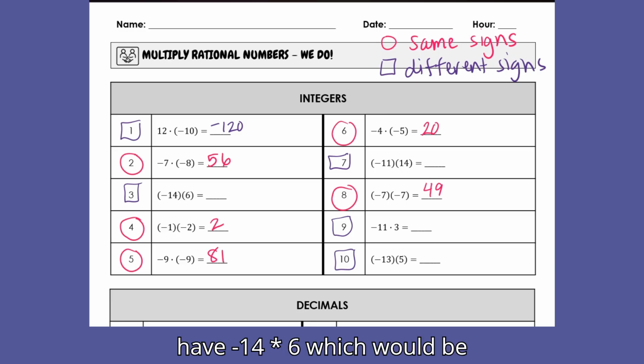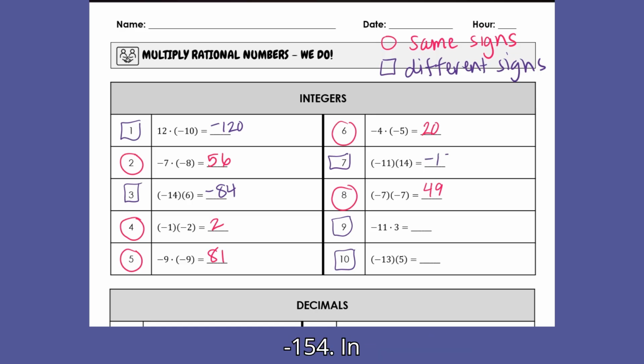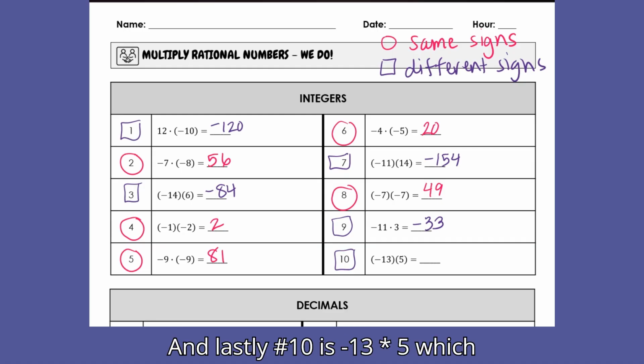In number 3, I have negative 14 times 6, which would be negative 84. In number 7, I have negative 11 times 14, which should be negative 154. In number 9, I have negative 11 times 3, which would be negative 33. And lastly, number 10 is negative 13 times 5, which is negative 65.